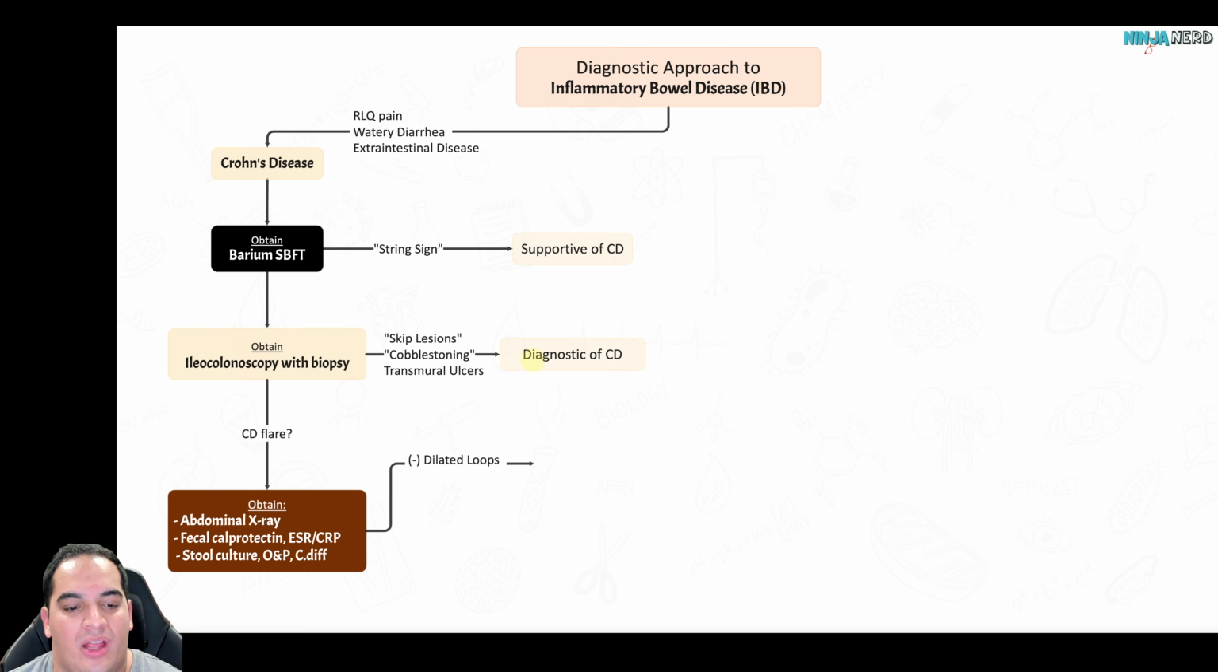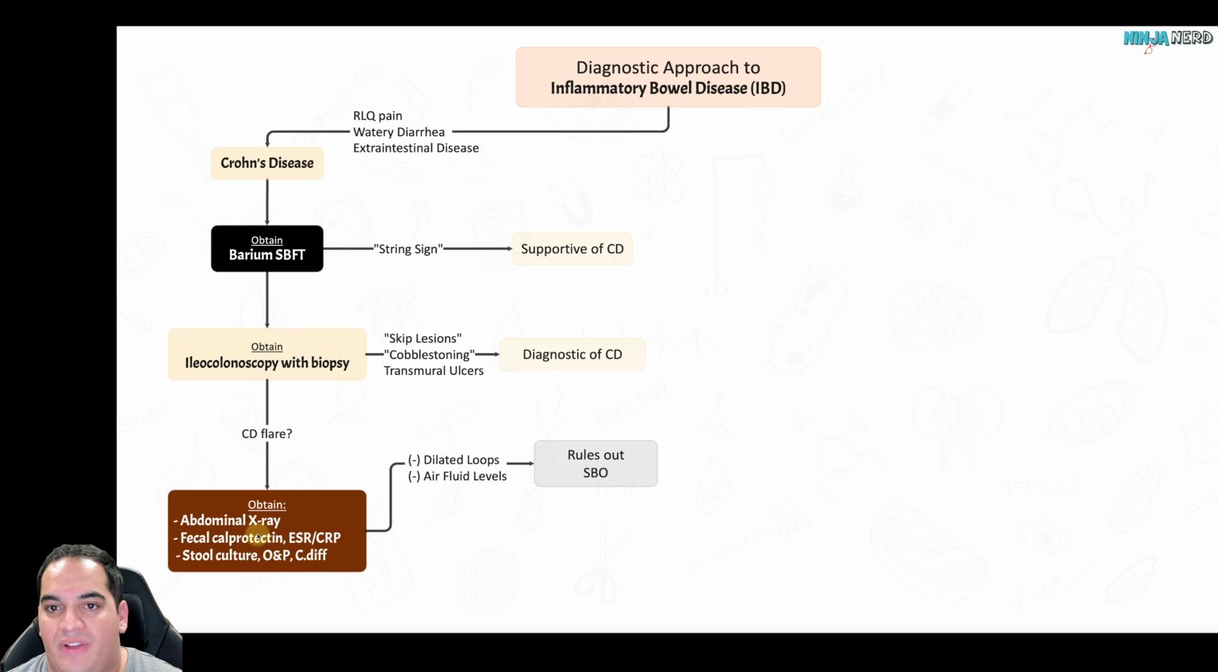I'll go through it. First thing is the abdominal x-ray. I want to see if there's any dilated bowel loops. You're like, wait, what? Okay, why? Well, I want to see air fluid levels. Doesn't that mean bowel obstruction? Yeah, because guess what? In patients who are having a CD flare, oftentimes they have so much inflammation of their ileum that they cause small bowel obstruction. So you want to rule out, are they having any small bowel obstruction?